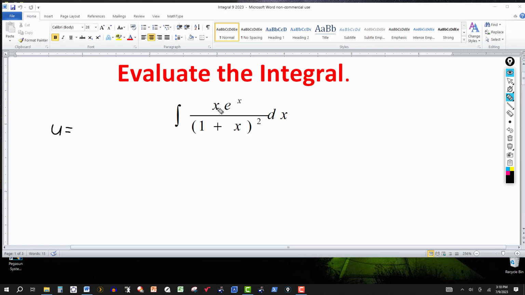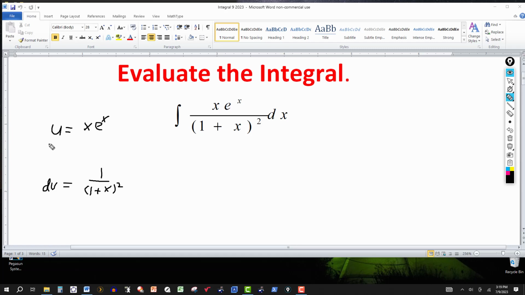One function will be x e to the x. That's the one I'm going to differentiate. So x e to the x, and the one I'm going to integrate will be the rational expression 1 over 1 plus x to the second power.